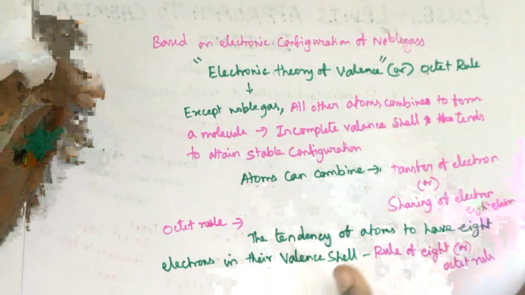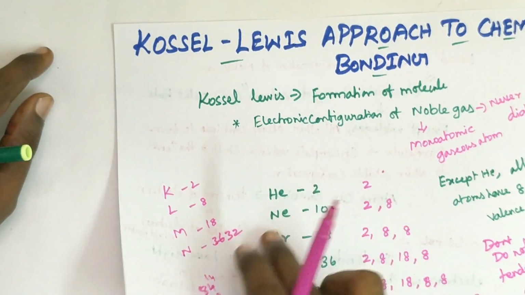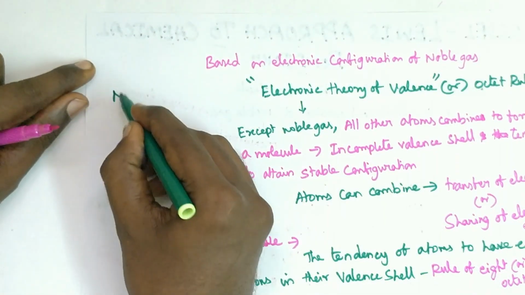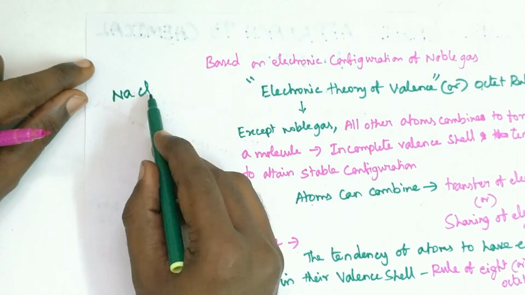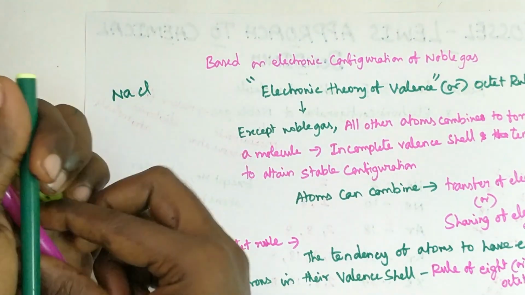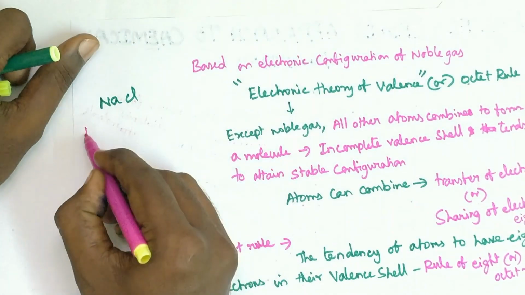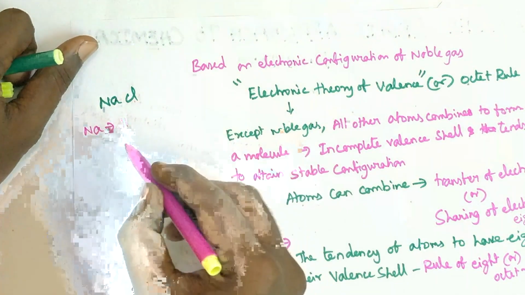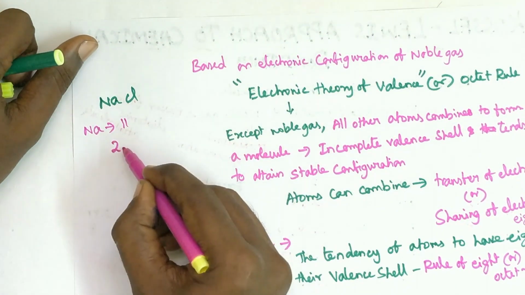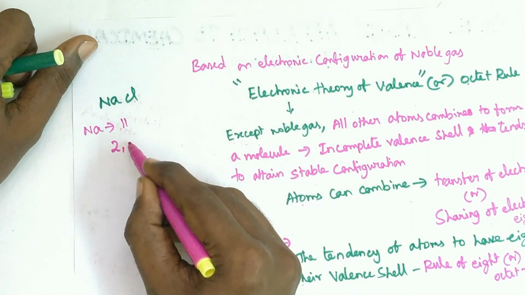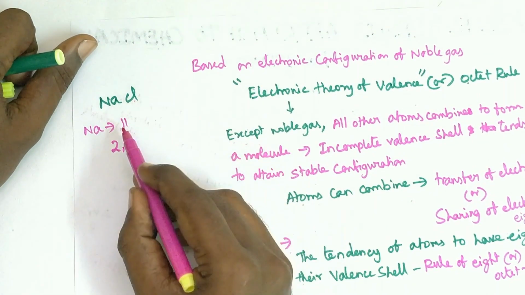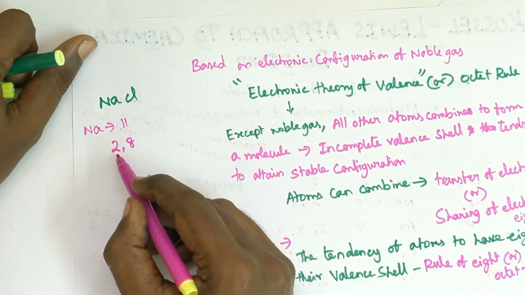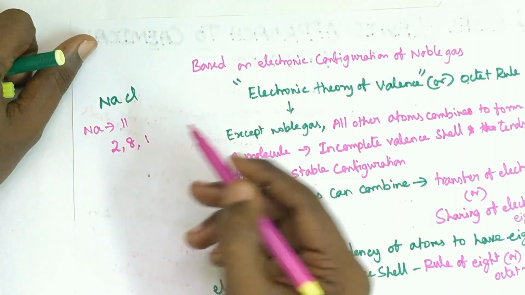So let's see it with examples. I already told you an example in the beginning: NaCl. How do these two different elements combine to form a molecule? The atomic number of sodium is 11. When you write Bohr's model, the K shell accommodates 2 electrons and the L shell accommodates a maximum of 8 electrons. For us the atomic number is 11, so the K shell and L shell are filled, 2 plus 8 is 10. So the remaining is 1 electron.